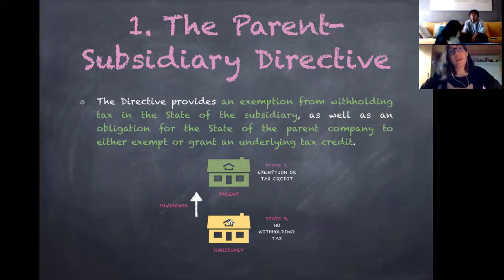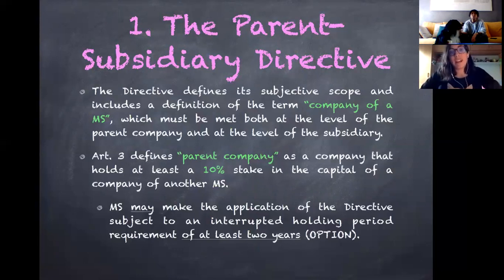The Parent Subsidiary Directive defines its subjective scope and includes a definition of the term company of a member state, which must be met both at the level of the parent company and also at the level of the subsidiary. Article 3 of this directive defines parent company as a company that holds at least a 10% stake in the capital of a company of another member state.